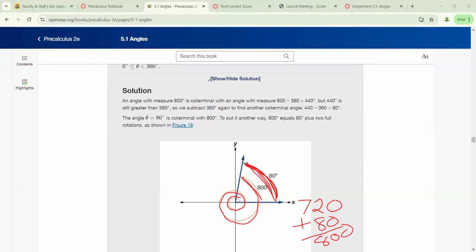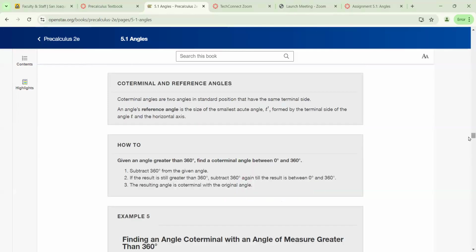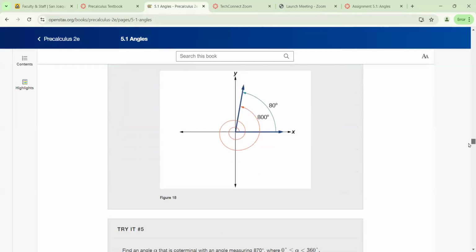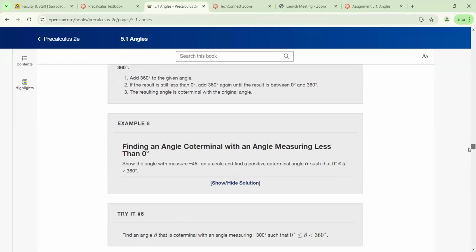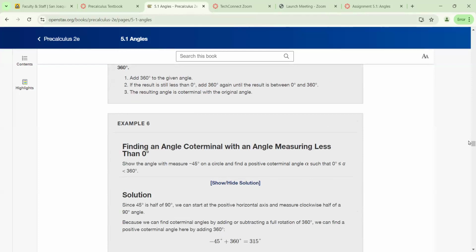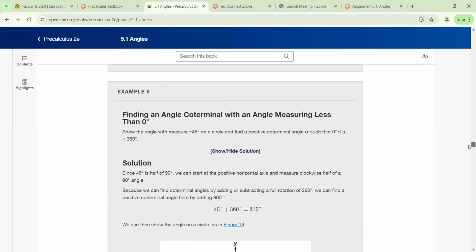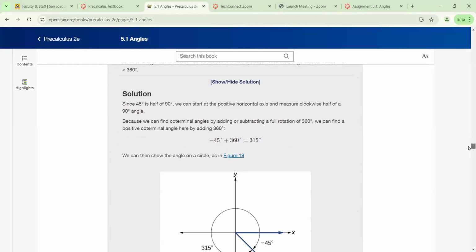Now, scrolling forward to the next thing. Finding an angle coterminal with an angle measured less than 0 degrees, meaning a negative angle, like negative 45 degrees, finding a positive coterminal angle. So how do we do that? This time we add 360 and we get 315 as our value.